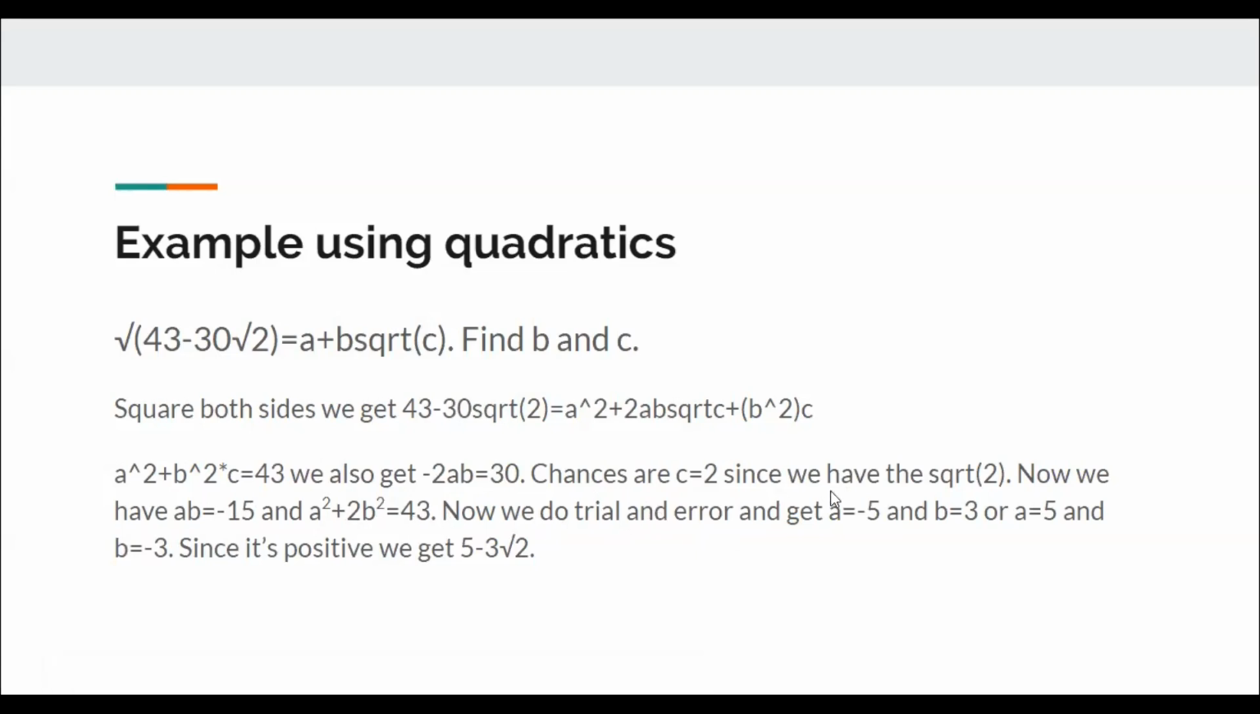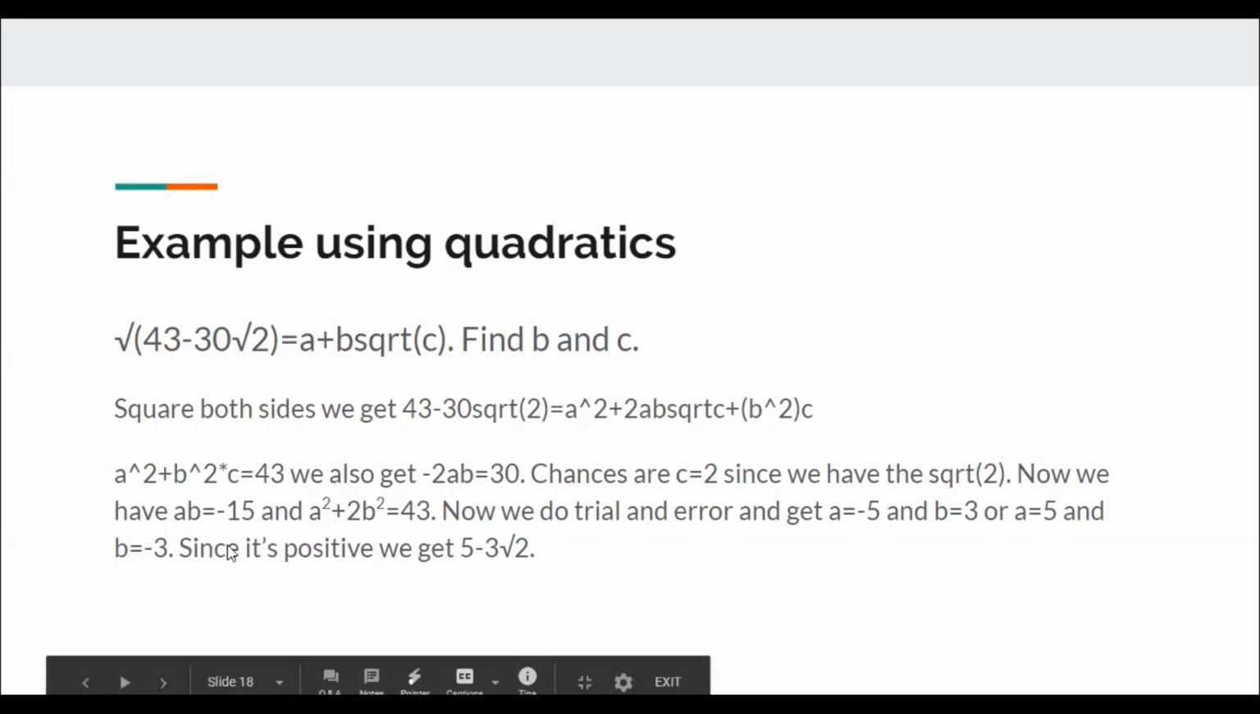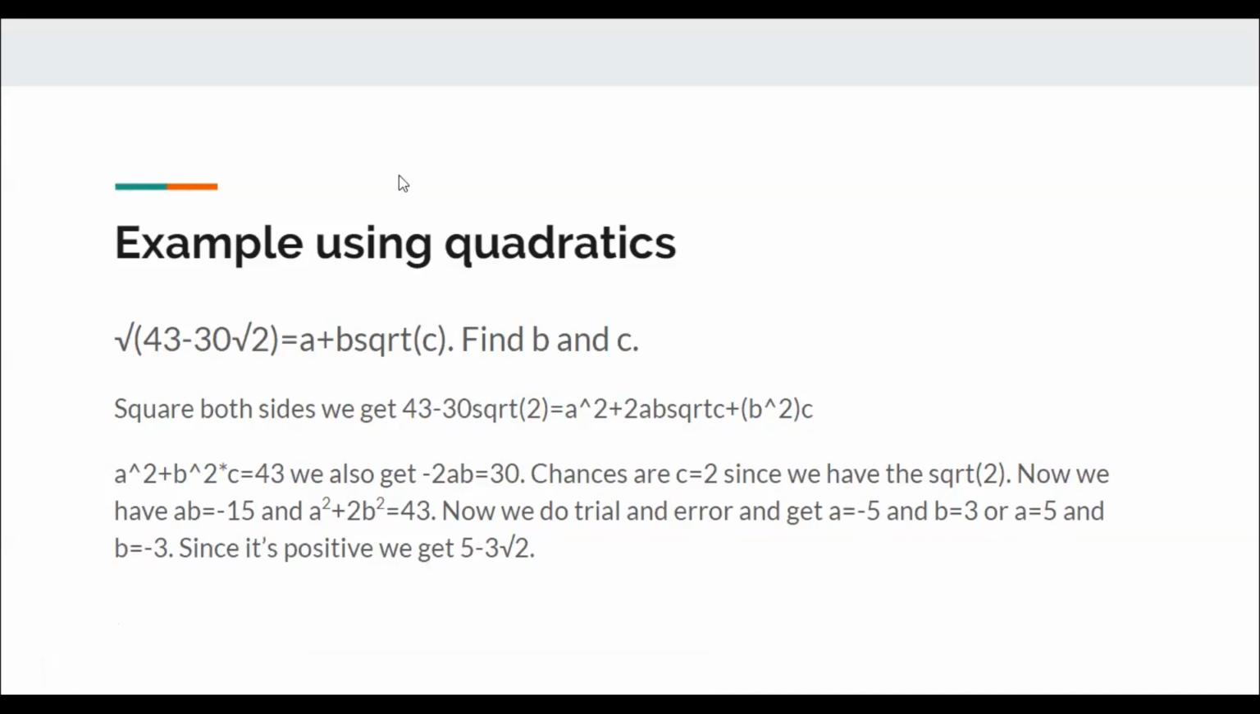And you do trial and error again, and you get a is equal to negative 5 and b is equal to 3, or a is equal to 5 and b is equal to negative 3. Since it's positive, it's going to be 5 minus 3 root 2. I think this was supposed to say minus here, and this should have been minus. That's what I messed up with. Sorry.